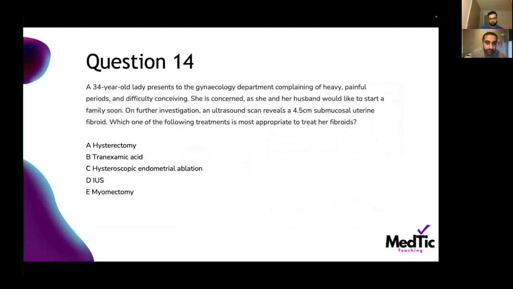I think this is my last question. So, 34-year-old lady presents to the gynecology department complaining of heavy, painful periods and difficulty conceiving. She's concerned as she and her husband together would like to start a family soon. On further investigation, an ultrasound scan reveals a 4.5 centimeter submucosal uterine fibroid. Which of the following treatments is most appropriate to treat her fibroids? Hysterectomy, tranexamic acid, hysteroscopic endometrial ablation, intrauterine system, or a myomectomy.